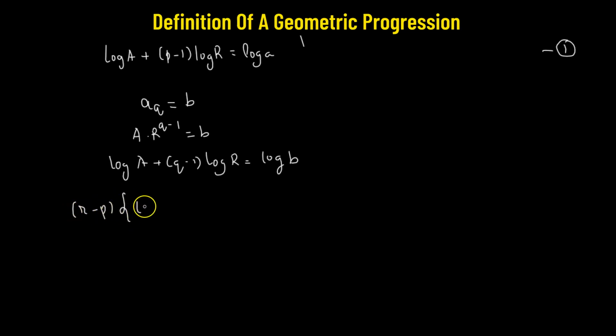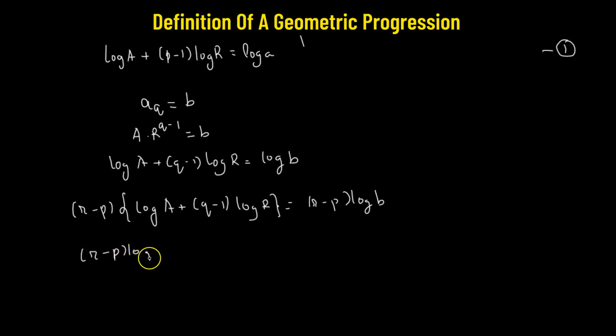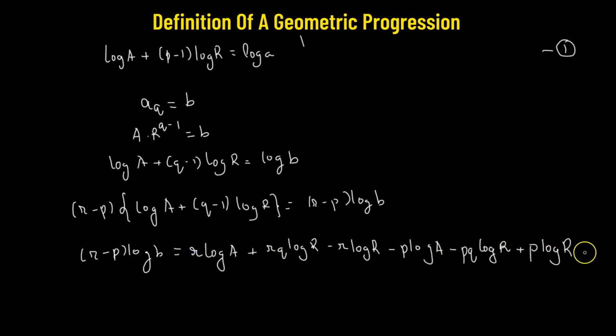Well, r minus p multiplied to log of a plus q minus 1 times log of r. So this will be equal to r minus p times log of b. So we can also rewrite it as r minus p times log of p. This will be equal to, so we'll distribute r minus p to each of the terms within the parentheses. So we're going to get, we'll label this as equation number 2.